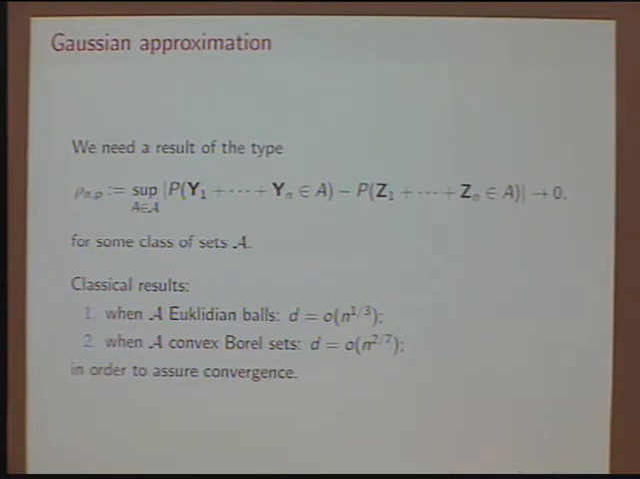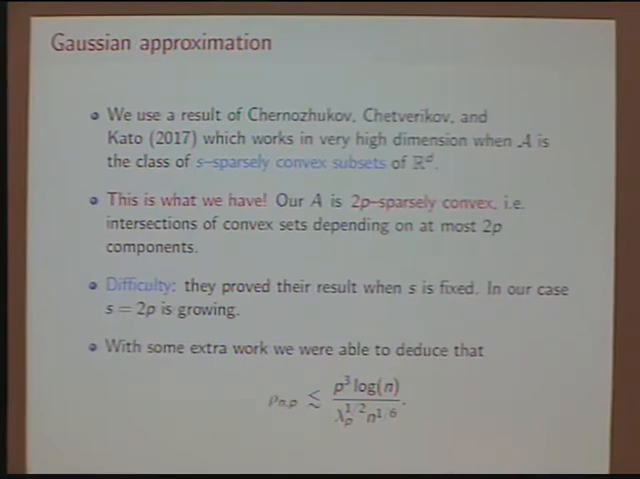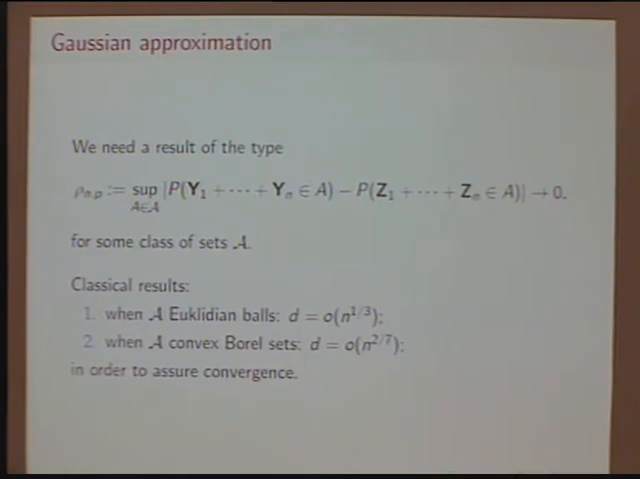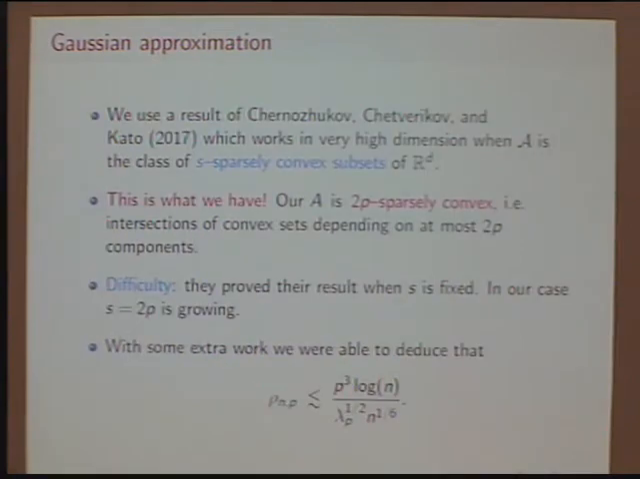The good thing though is, we found a recent paper by Chernozhukov, Chetverikov, and Kato, which works in very, very high dimension. And it works in very high dimension because they restrict to a very, very simple class of sets, A. I'm not going into all Euclidean balls or all convex Borel sets, but what they were considering, among others, were so-called s-sparsely convex sets. Whatever that is now, this is a very simple class of convex sets.